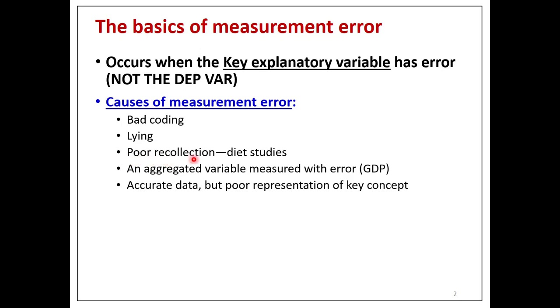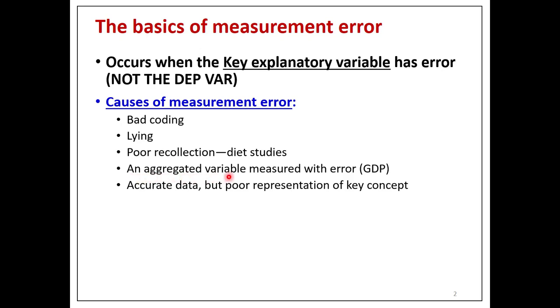Third, poor recollection on things. So something like a diet study, or even a question about how much marijuana did you use in the past year. If it's just a couple times, it may be easy to remember. If it's many times, maybe 15 to 30 times, you're probably not going to remember exactly how much. And so there's going to be error in such variables when you're trying to remember things.